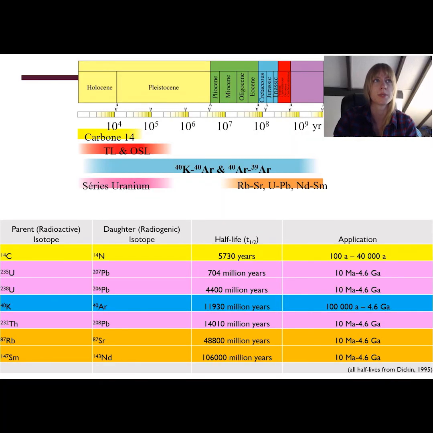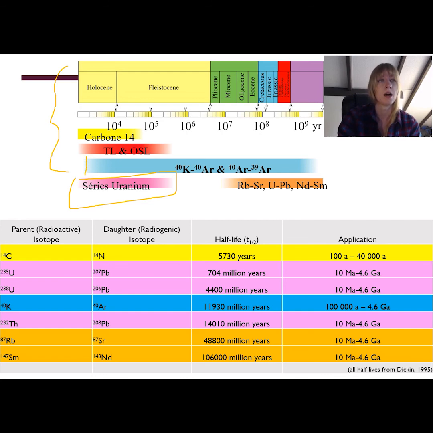So this appears in French. Sorry, it shouldn't be too hard to figure out. Carbon-14, uranium series. For the most part, these are color-coded, but not really, because for whatever reason, over here you have rubidium, strontium, uranium, lead, and neodymium, samarium. But for whatever reason, they don't have the uranium lead one. They have it in the uranium series, which stops about here, which doesn't make much sense.